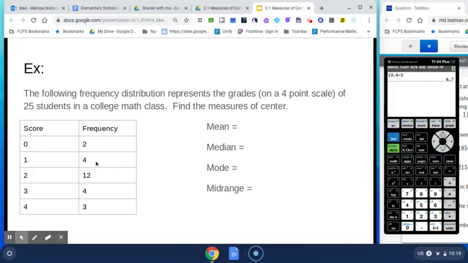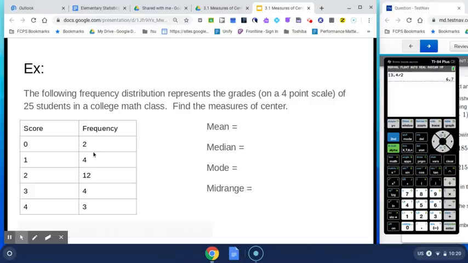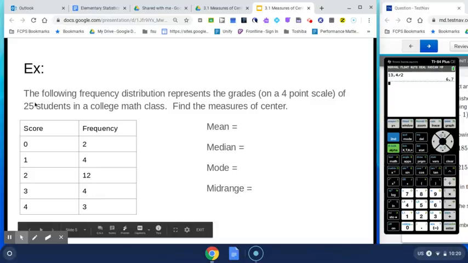4 students in the class scored a 1, or a D. 12 students had a C, or 2. 4 students had a 3, or a B. And 3 students had a score of 4, or an A. So if we add up those frequencies, those should add up to the total number of students in the class, which it was said earlier that there were 25 students. So I'm hoping if I add those frequencies together, I would get a sum of 25.